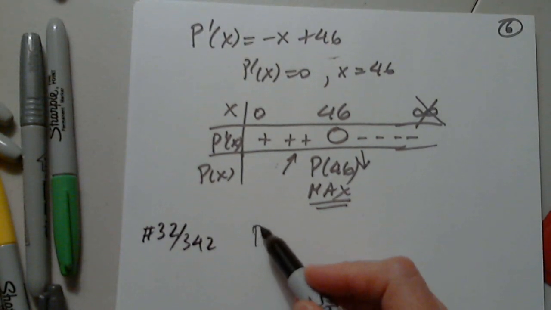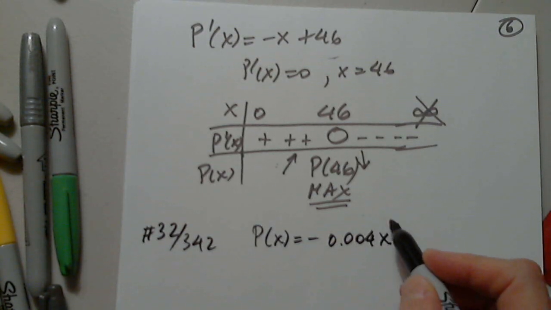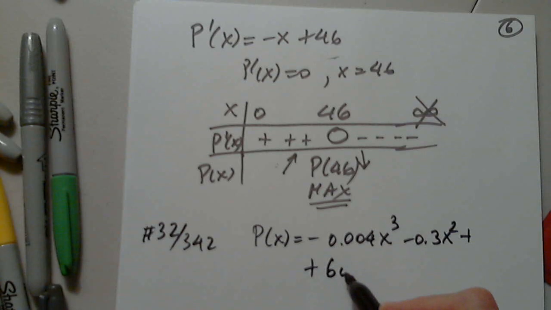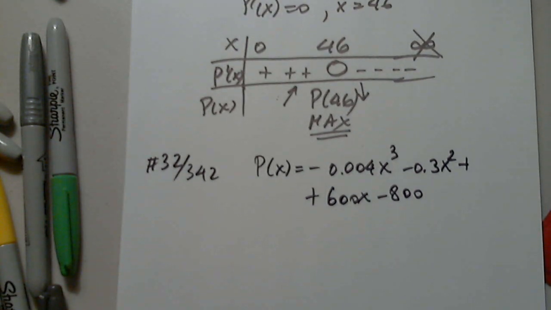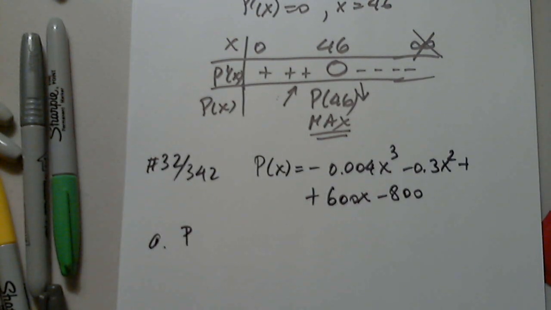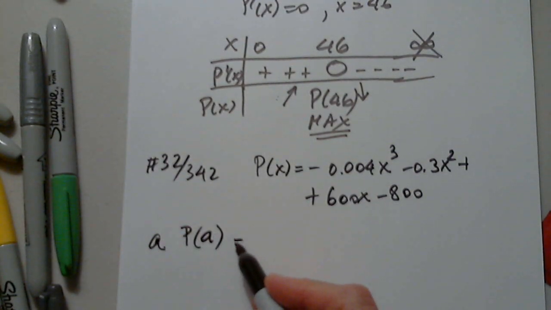And here's the profit, P of x equals negative 0.004 x to the third minus 0.3 x squared plus 600x minus 800. And they are manufacturing 9. They're asking us to find what is the current weekly profit. Of course, that will be P of 9. I plug it in and I determine the profit.